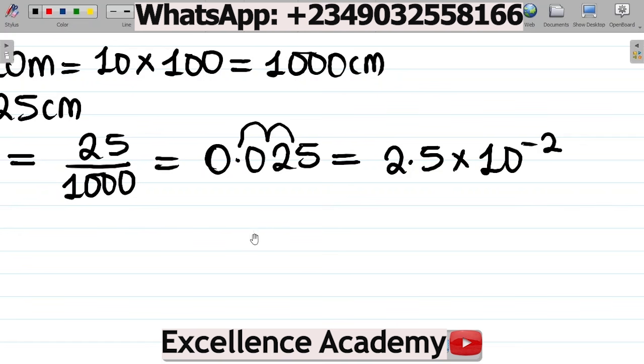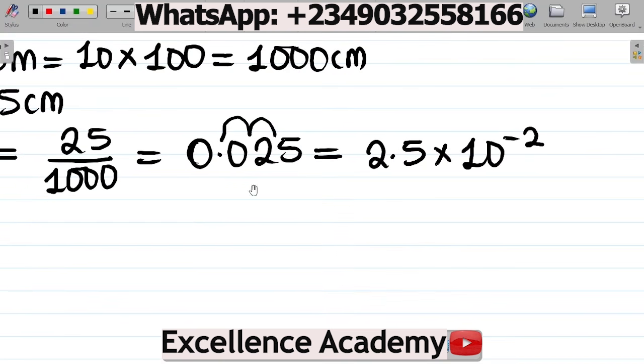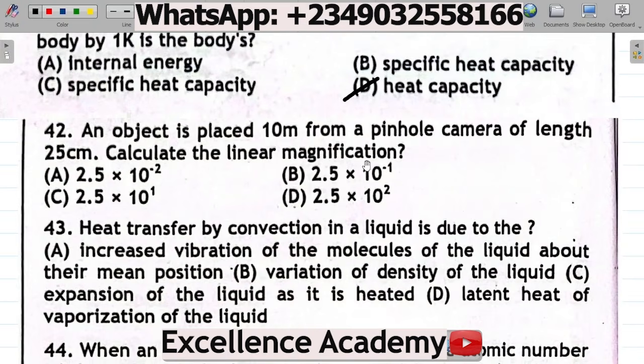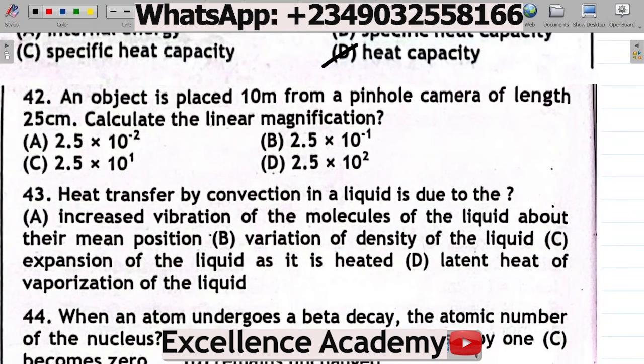Okay, so let's check which option has this value. 2.5 times 10 to the power minus 2. That is option A. So option A is the correct answer.